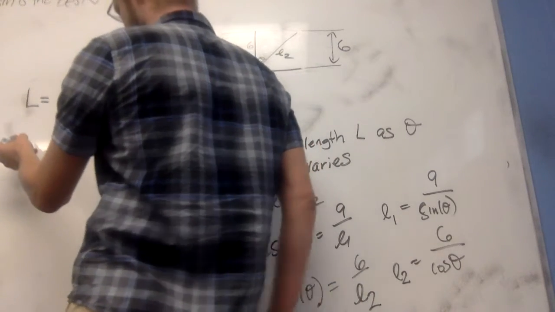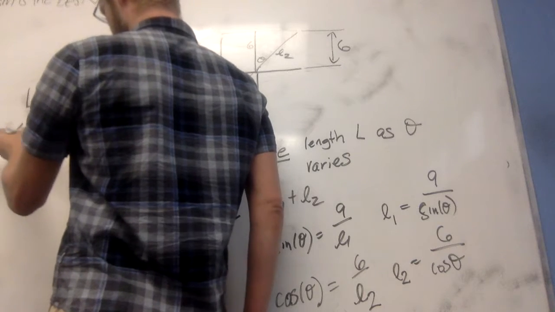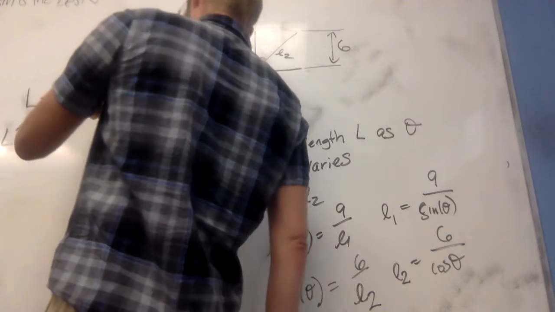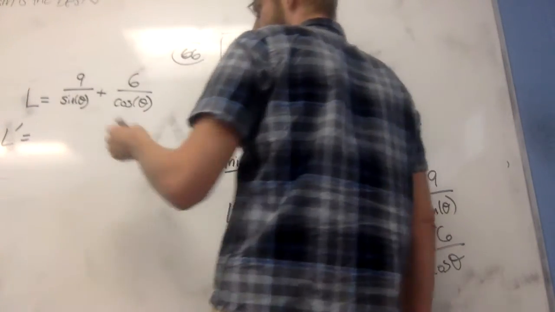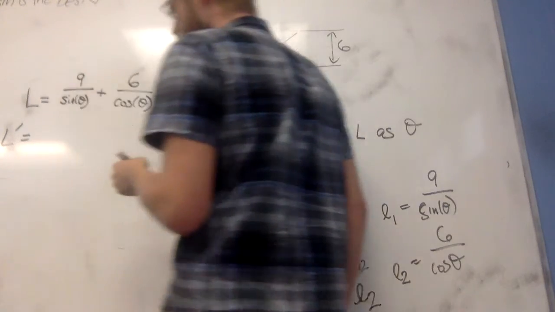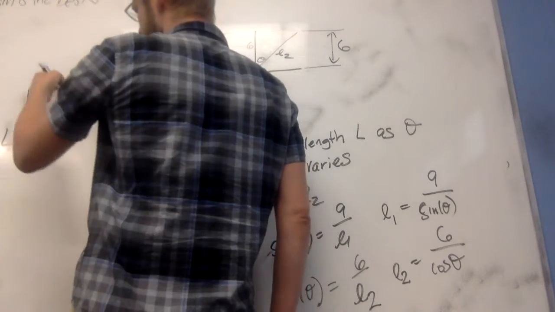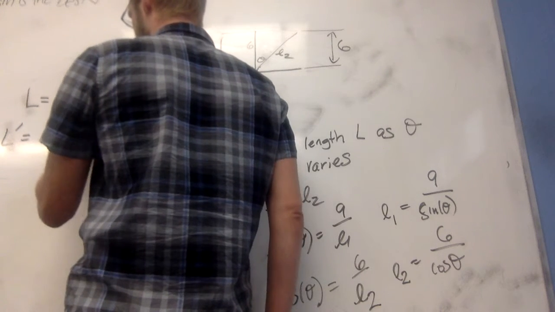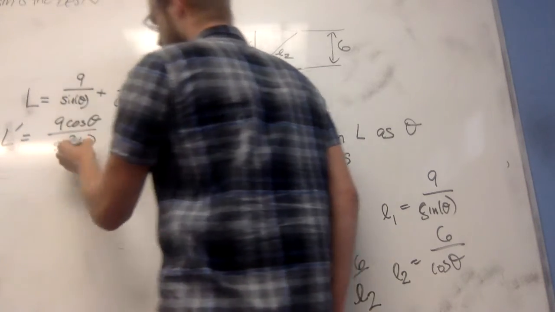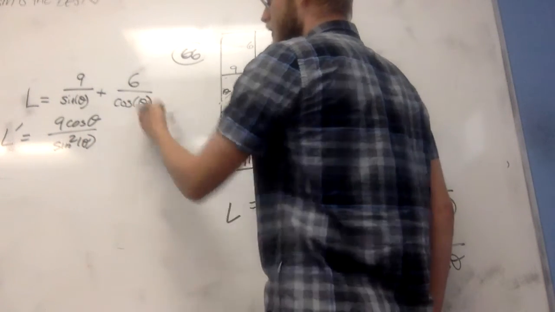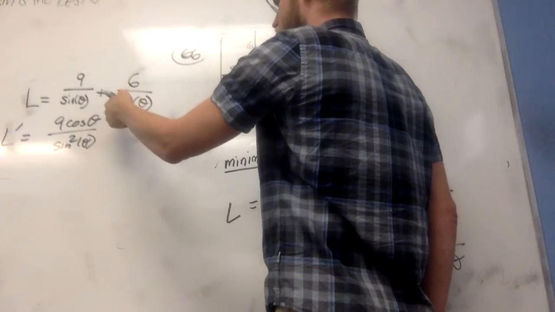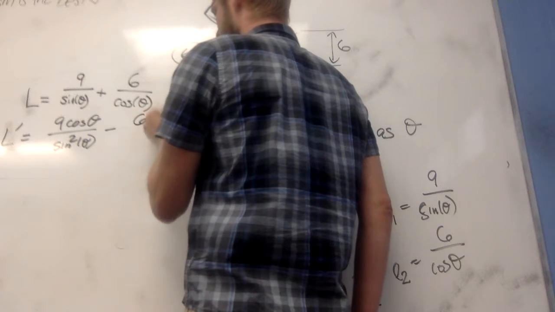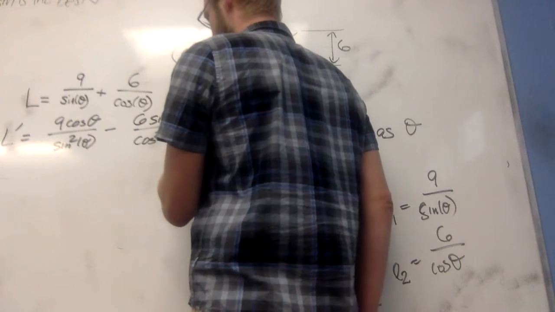So anyway, we do the derivative. So we get L prime equals, we got to use the quotient rule a couple of times here. Or remember that this is secant and this is cosecant, and use the rules for the derivatives of those. But I'm just going to do this with the quotient rule. So it's going to be 0 times sine theta minus 9 times cos theta over sine squared theta. And over here, we're going to get derivative of 6 is 0. 0 times cosine plus 6 times the derivative of cosine, which is minus sine. So we get minus 6 sine theta over cos squared theta. We want to set that equal to 0.